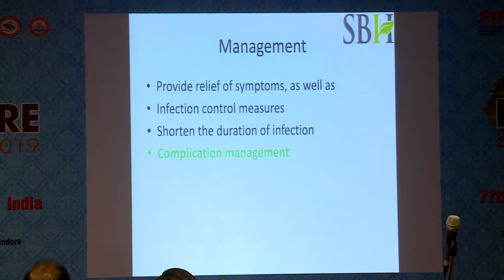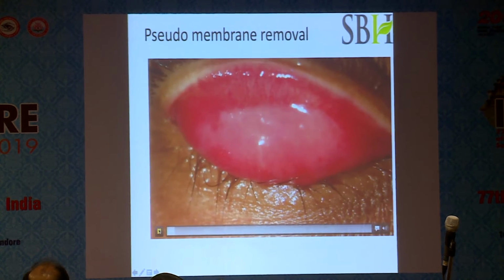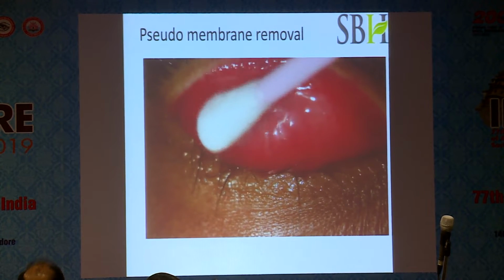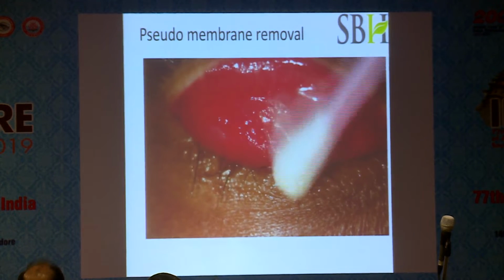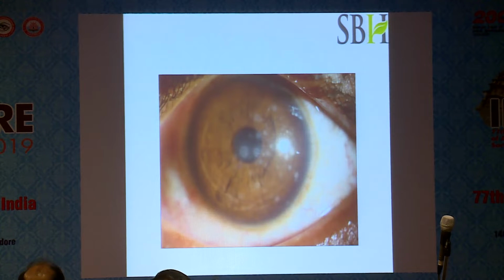Next one is complication management. As I said, there are two most common complications: membrane formation and subepithelial infiltrate. If you find any membrane which looks like this, you have to remove it, because if you leave it as such, it is going to cicatrize and symblepharon can form. If it is an early membrane, you can remove it with a sponge, but sometimes you may need forceps to remove it.